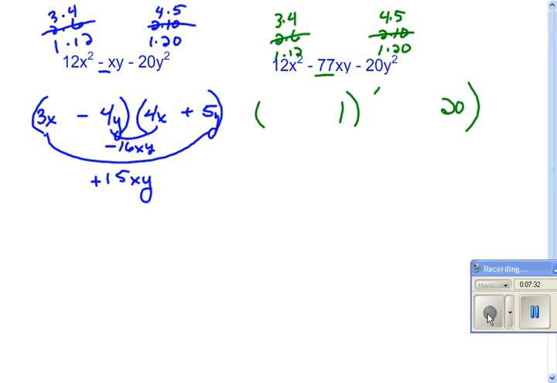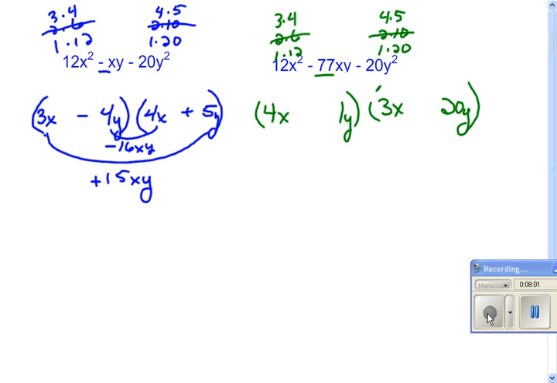Again, I do not have very many choices. I have to choose the 3 and the 4, and I cannot put the 4 with the 20 because then there would be something common. So I have to put the 3 with the 20 and the 4 with the 1. Now, to get a 12x squared, it has to be 4x and 3x. To get a 20y squared, it has to be 1y and 20y.